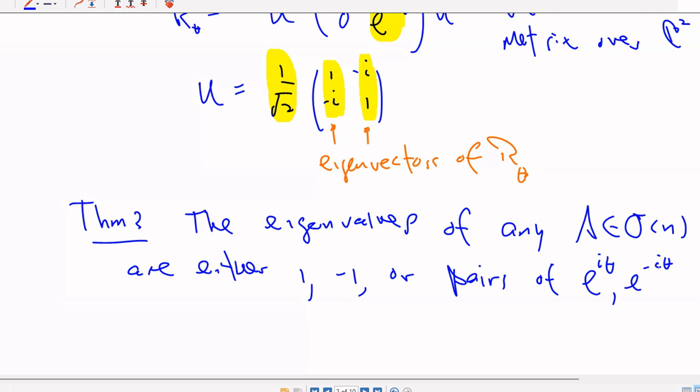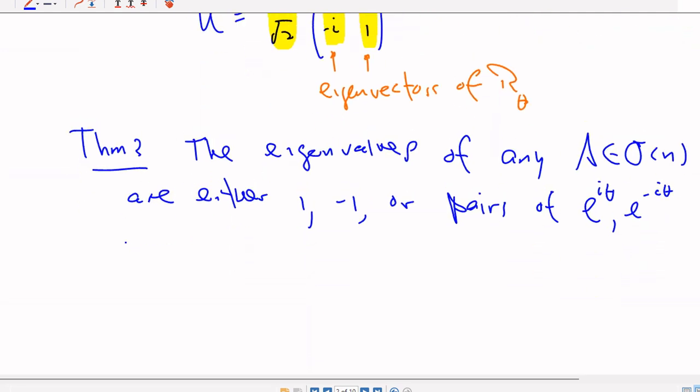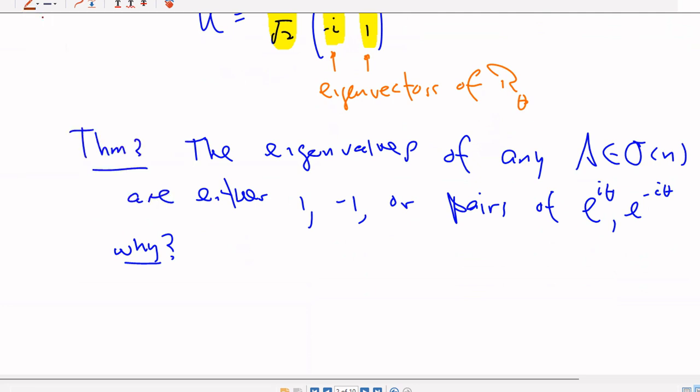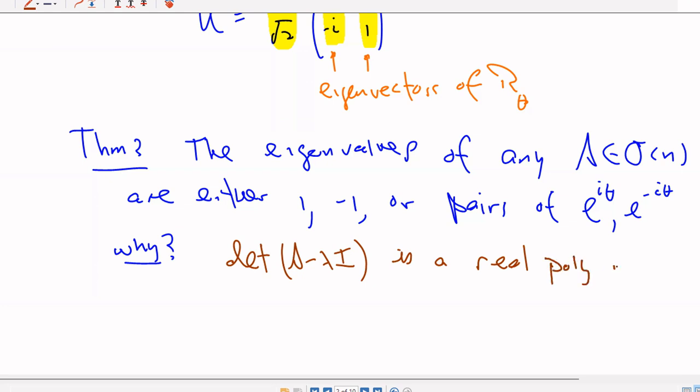The eigenvalues of any orthogonal matrix are either one, negative one, or they occur in conjugate pairs, e to the I theta, e to the minus I theta. Now, why is that? This is just a general fact about O(N). And what is the reason for that? Well, first of all, the determinant of A minus lambda I is a real polynomial in lambda. Real meaning that all of its coefficients are real.